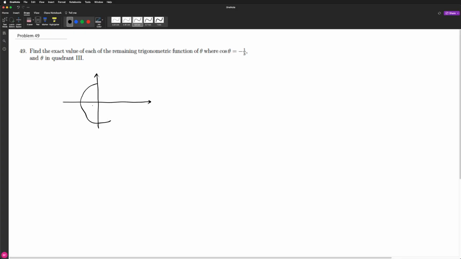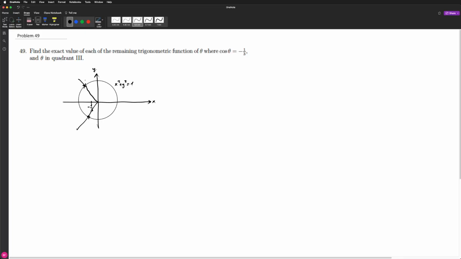So I'm going to try to draw a unit circle. Maybe I can just insert one here. Insert a unit circle. Okay. And then when you draw the angle, cosine is going to be the x-coordinate of the point on the unit circle when you draw the angle in standard position. You look at the intersection of the terminal ray and the unit circle.